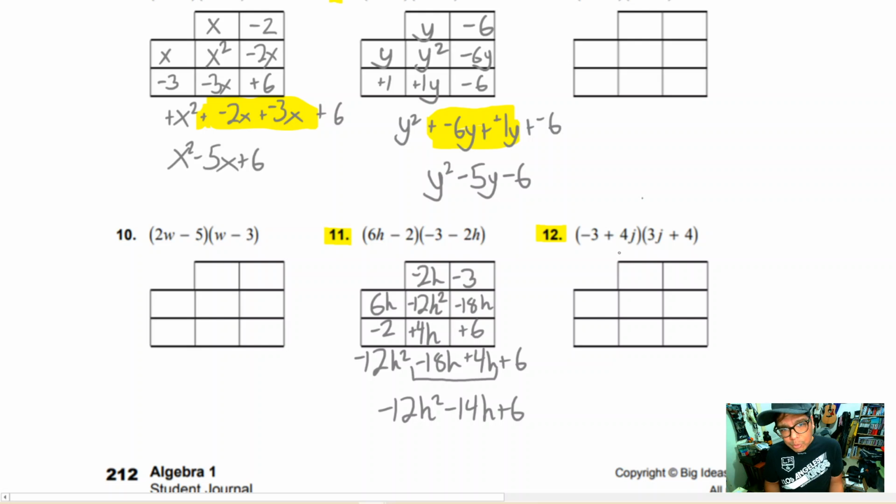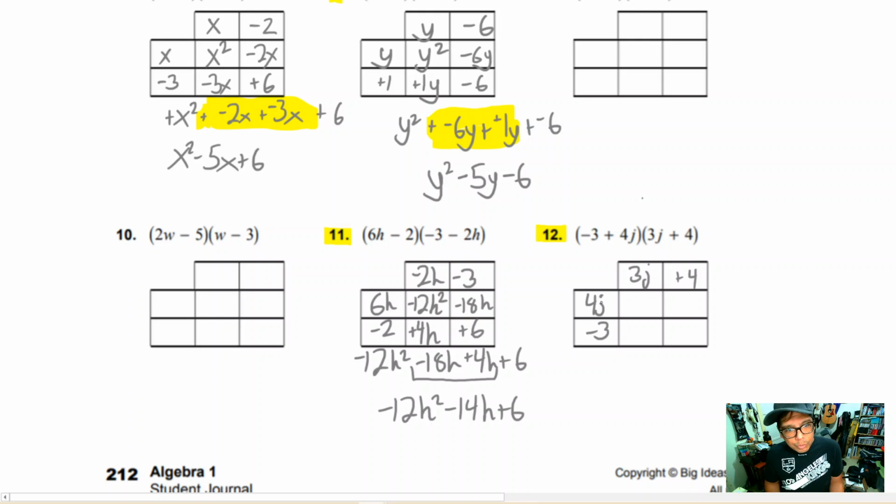Okay, 12. Last one we're going to do. We've got a minus 3 and a plus 4j. And again, I don't like the order of that. I want the j to be first. So let's put the plus 4j on the top and put the minus 3 on the bottom. Then we also have a 3j and a plus 4.